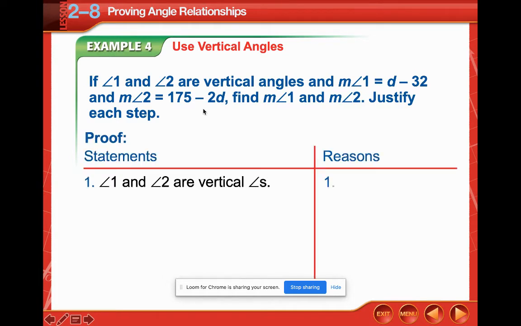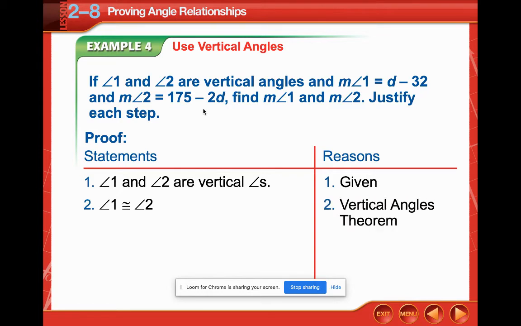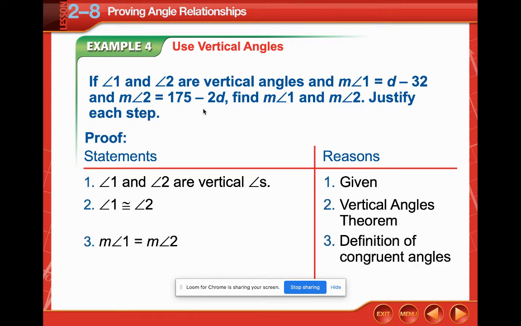Let's see how this did, and it decided to go via proof. So vertical angles theorem, definition of congruent angles, substitution, because look, you sub in d minus 32 instead of writing angle 1, because they're the same thing. And instead of writing measure of angle 2, you sub in 175 minus 2d because they're the same thing.